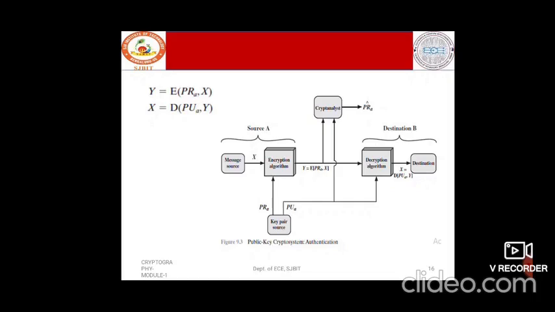And the public key is denoted as PUA. So the encryption algorithm takes place, y is equal to encryption of PRA, x, that is given to the decryption algorithm along with the public key. So after the decryption algorithm, we'll get the output as X, decryption of PUA, y, and then we'll get the final result.